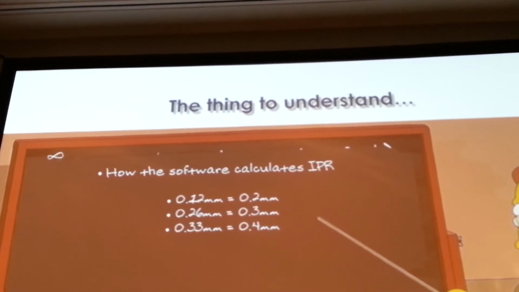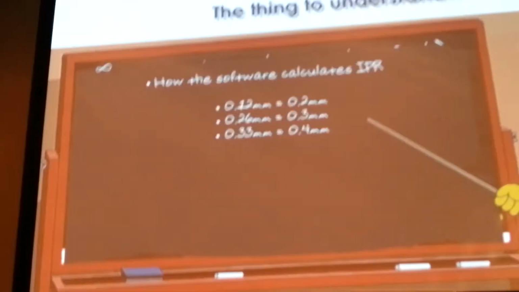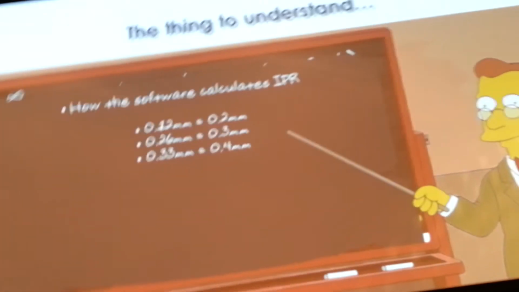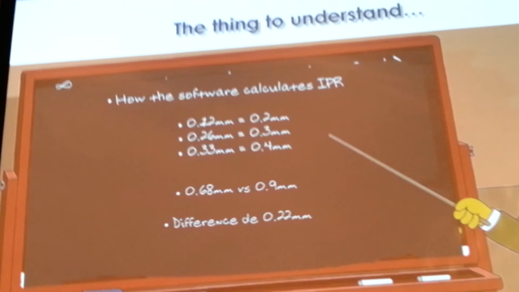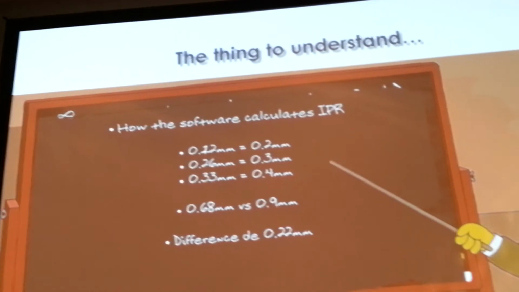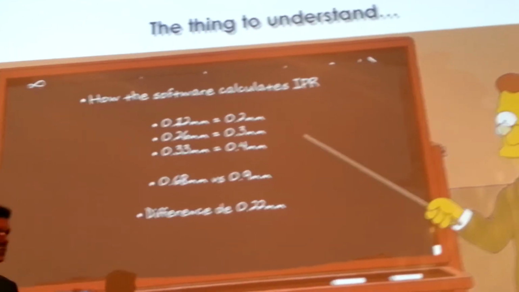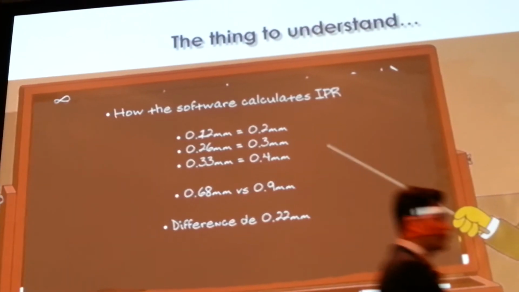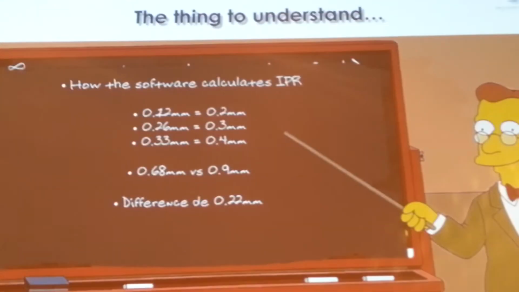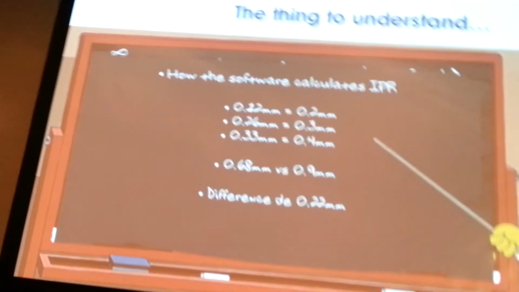To the next tenth. Thank you very much. So 0.26 will be 0.3, 0.33 will be 0.4. If you really need 0.68, they will ask for 0.9. So I always do less than what they ask for, and I always write in my file where I did it, when I did it, and how much I removed.